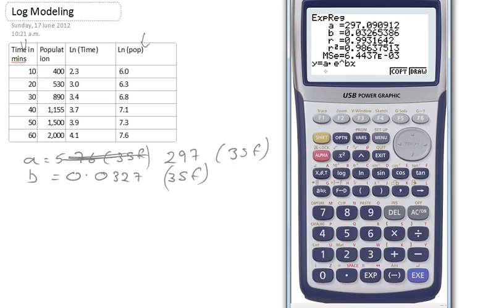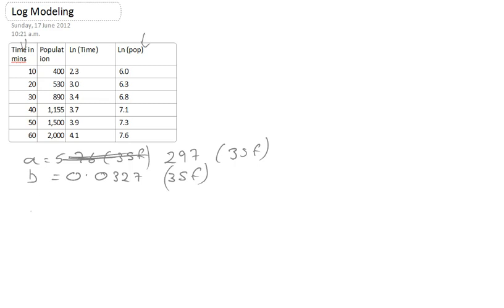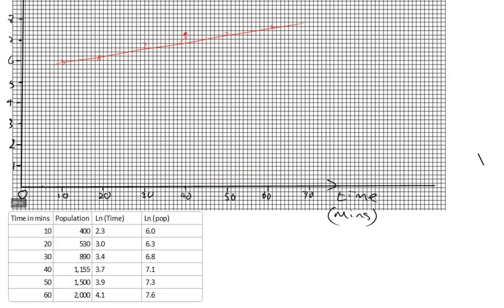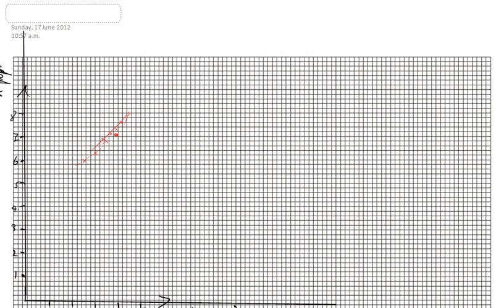and that gives me the formula at the bottom. So y equals 297 e to the 0.0327 t, and that's my equation. And my justification for my model is because this line is a better straight line than this line.